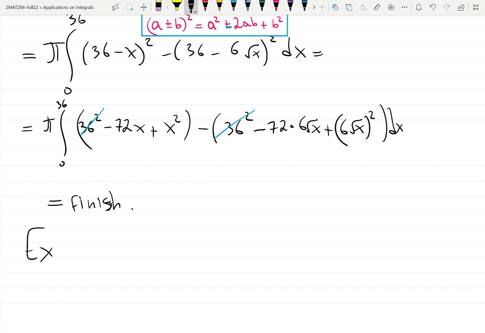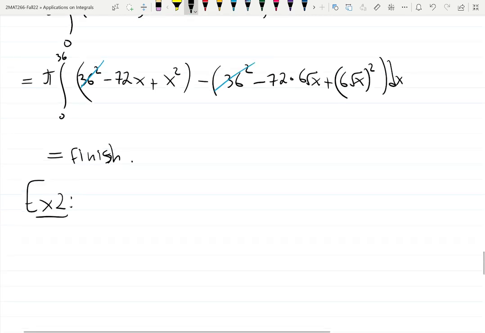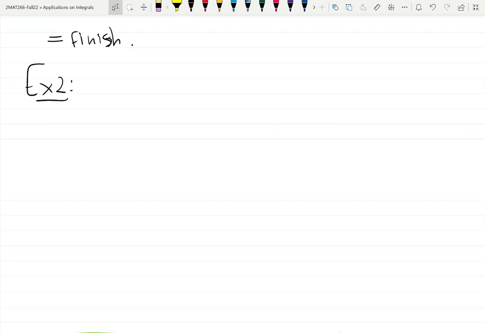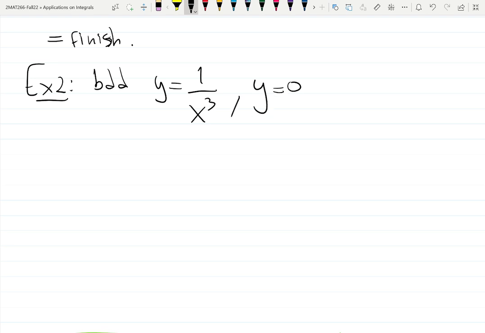Example 2 for the washer. Let's quickly just skip the mass. Find the volume of solid obtained by rotation, the region bounded by. Okay. Bounded by. Just remember we're dealing with volumes now. One of the hints that we're dealing with volumes is rotation about some kind of function. Y equals 1 over x cubed. Y equals to 0. X equals to 3. X equals to 9. This will be area bounded by.